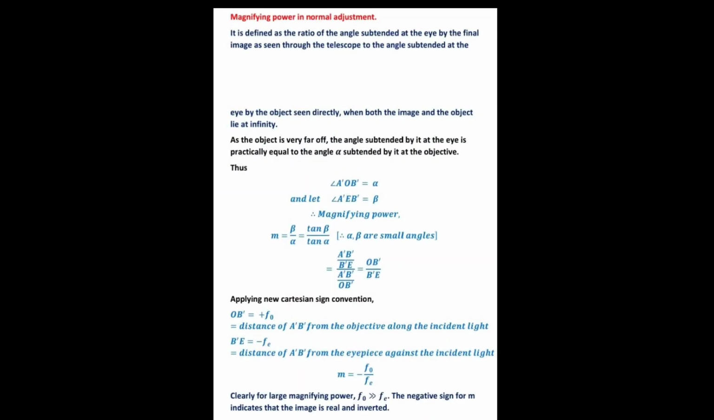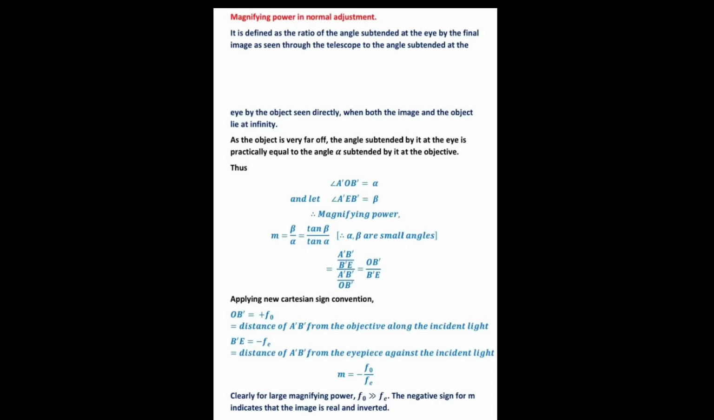So now we are going to calculate the magnifying power by using the formula m is equal to beta upon alpha. So which angle is taken as beta, which angle is taken as alpha? As the object is very far off, the angle subtended by it at the eye is practically equal to the angle alpha subtended by it at the objective. So we take alpha as the angle A' O B', and beta is equal to angle A' E B'. Then we take the help of trigonometric functions, as the angles alpha and beta are small, and we get m is equal to O B' divided by B' E.